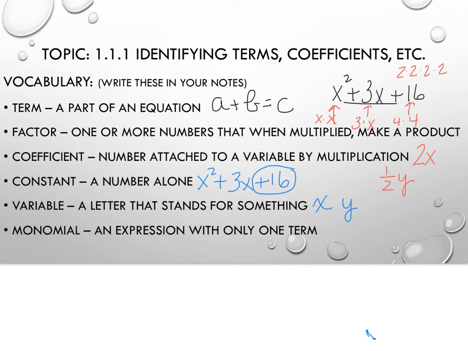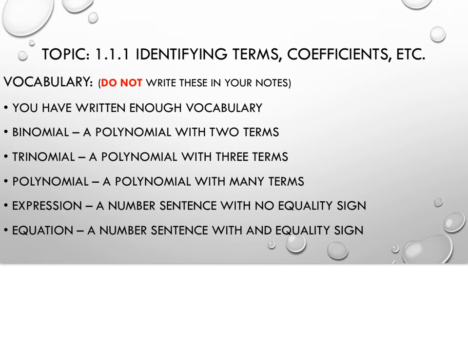And a monomial is an expression with only one term. So if I said something like that, it has 3 terms. Therefore, not a monomial. Something like that, 2x is a monomial. Okay, the rest of this vocabulary, you've already written quite a bit, so instead of writing these down, let's just go through them. They kind of build on each other anyway.